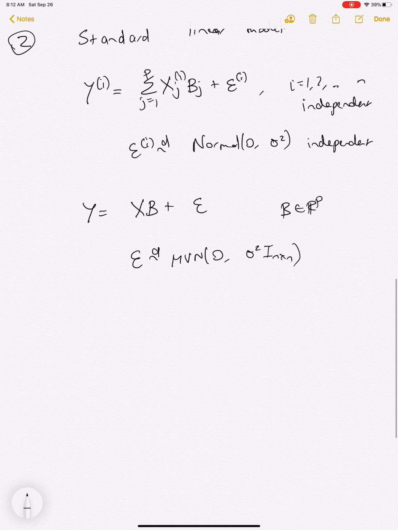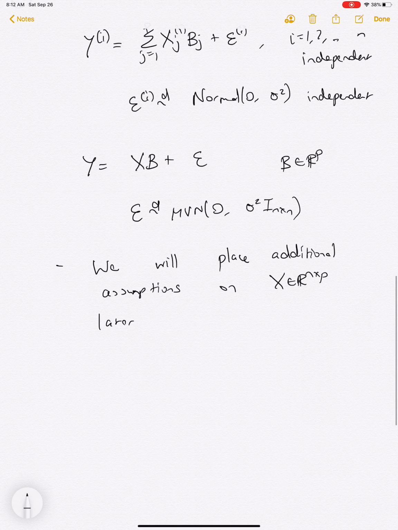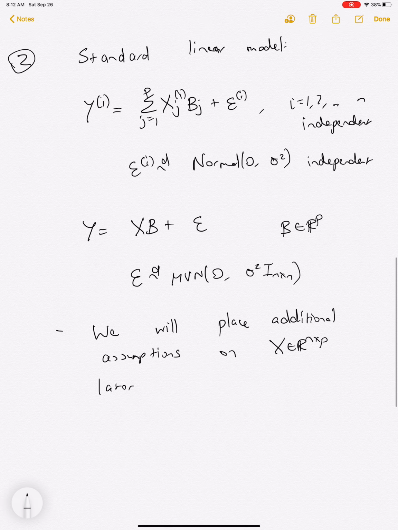Okay, and we'll also see, and upfront, I'll say we're also going to place some additional assumptions on X later. We'll talk about what those are. Remember that the main focus of today's lecture is to do some analysis to kind of see what the benefits of regularization actually are, particularly when you're looking at the squared L2 norm.